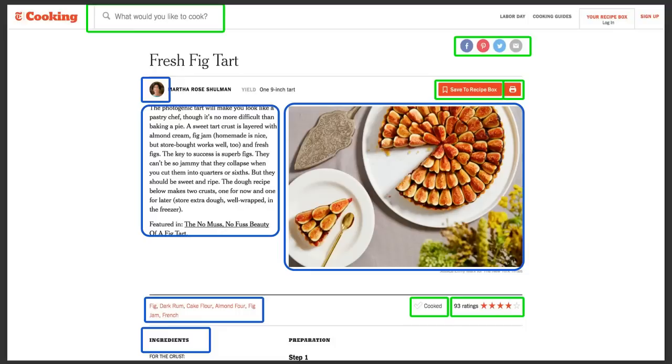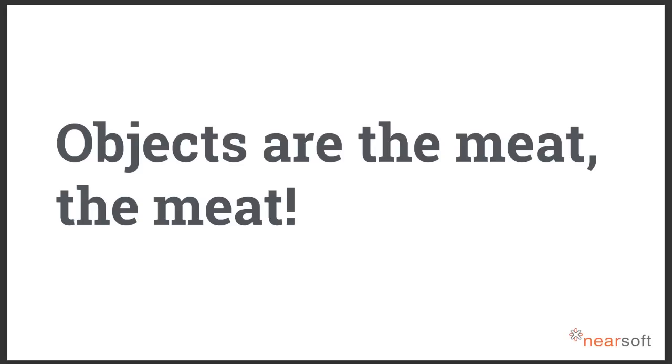And don't forget that the objects are the actual meat of the application. This is what the users are coming to look for in your application. These are the shiny objects that they expect to see in your application. The meat, exactly.